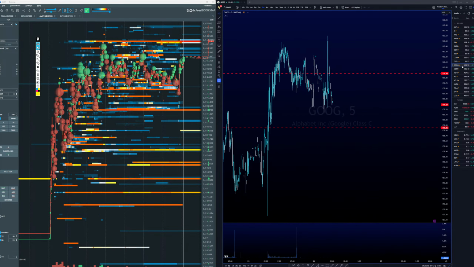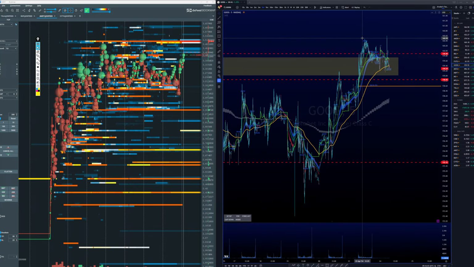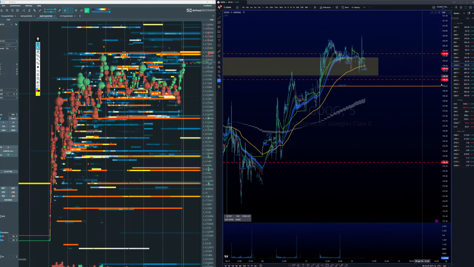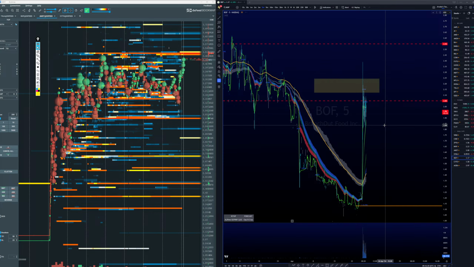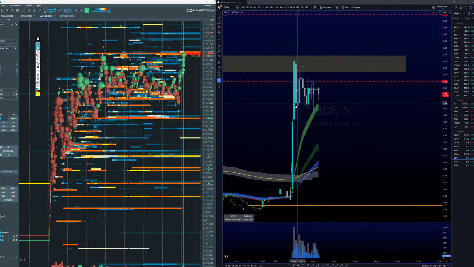So the first one I'm watching was Google. Google now got back inside the previous trading range. And you can see that it's so similar to what NQ is doing, a beautiful reverse of 50. By the way, traders, I wanted just to show you this for a second. This is what the market is doing.